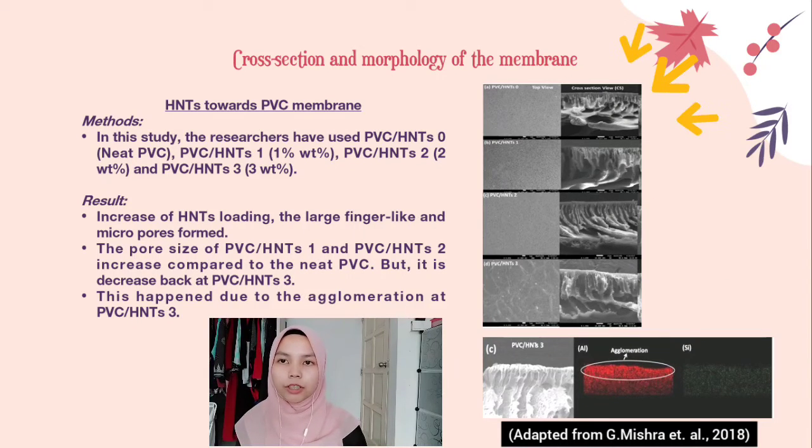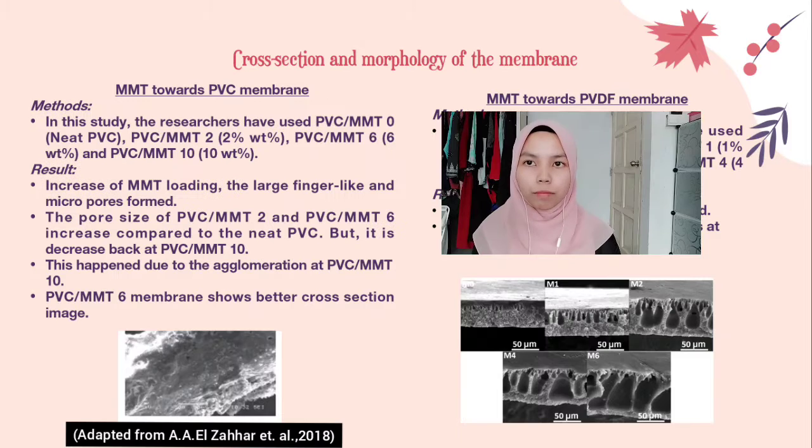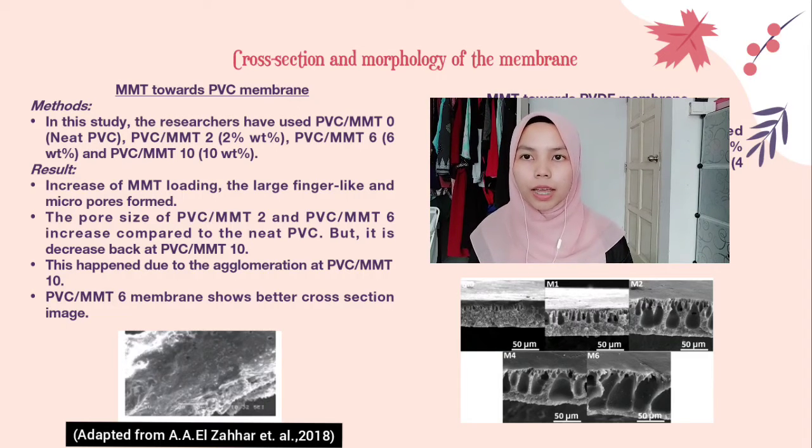So the figure above shows the structure of cross-section of those membranes as well as the pore size, and the figure below shows the agglomeration that happened in the PVC HNTs3. So we move to the next type of ceramic materials, which is the MMT. So MMT incorporated with the PVC membrane. The researchers used a neat PVC, 2 weight% of MMT, 6 weight% of MMT, and the last one is the 10 weight% of MMT.